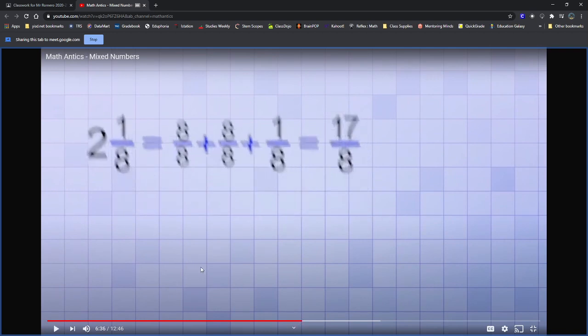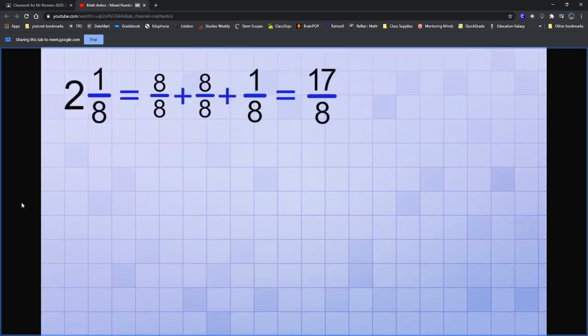So he's showing us one way here. I'm going to be showing you a different way. I think it works a little bit better, but this is still a way that you could change between mixed number and improper fraction.